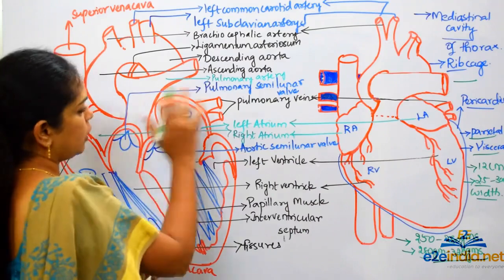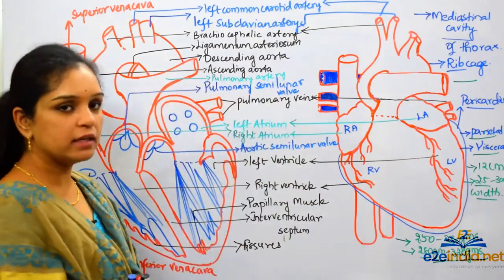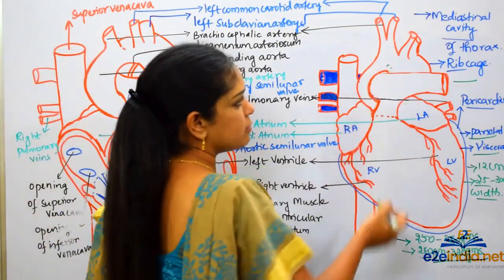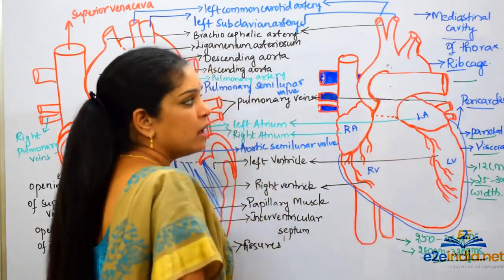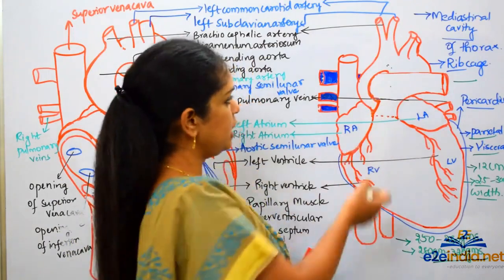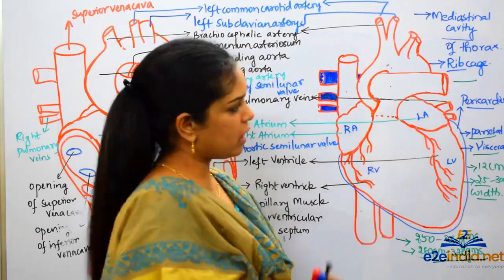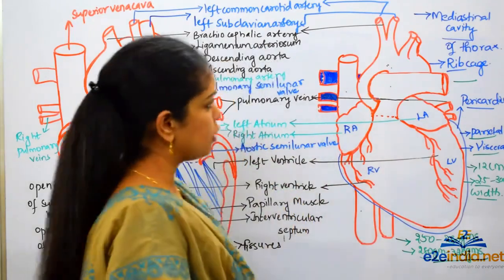You can also compare both the external structure as well as the internal structure of the human heart. Here you can find the largest blood vessel, called the aorta, and the largest artery carrying deoxygenated blood, which is the pulmonary artery. You can see the vena cava present over here, the superior and inferior vena cava. Only this much can be visualized in the external structure of the human heart.